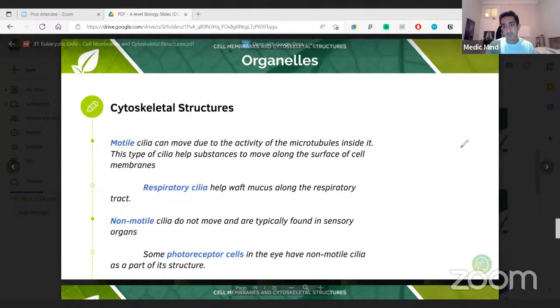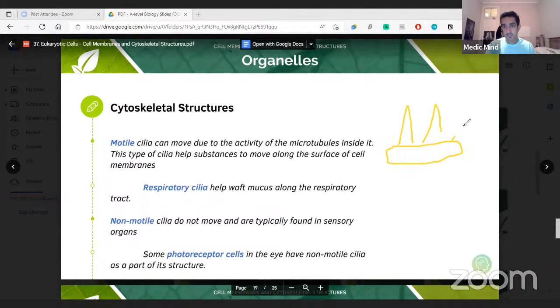A lot of bacteria also have non-motile cilia that project from their structure, and this is used for transfer of genetic material between bacterial cells. Really important in the production of antimicrobial resistance. You'll learn about this a lot more in A2. Are there certain cytoskeletal structures that we need to know apart from flagella? Well, cilia, you need to know about centrioles, you need to know about microtubules and microfilaments.